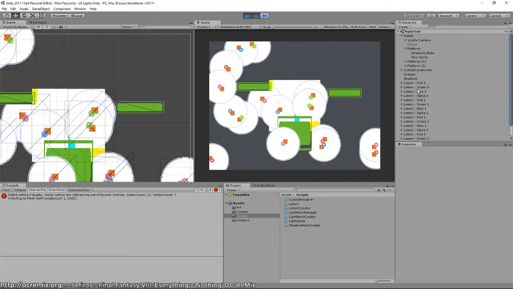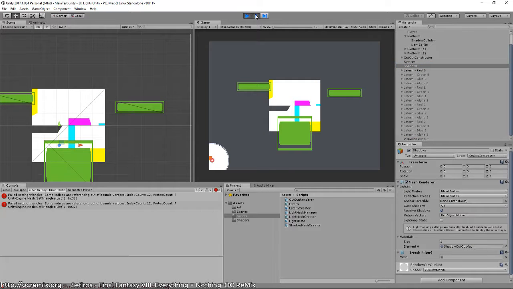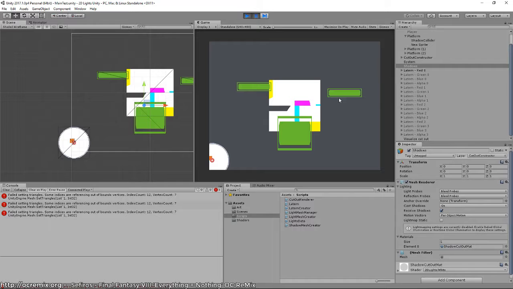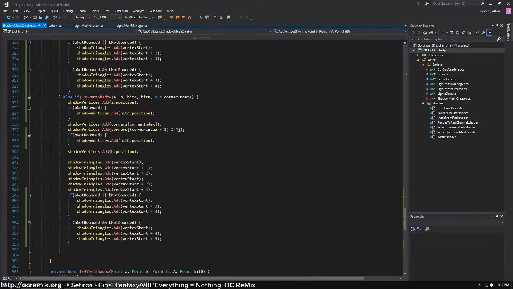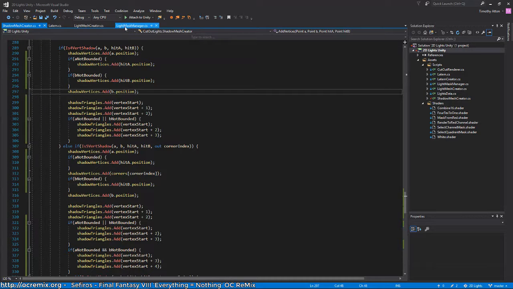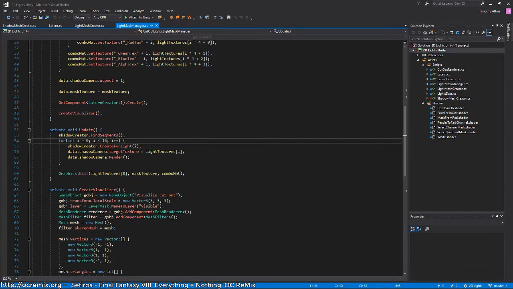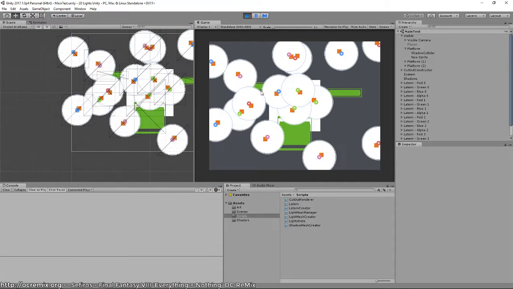Okay, so already some errors, but... Really? Okay, I'm gonna disable the other lights, because I want to actually see what's causing the error.